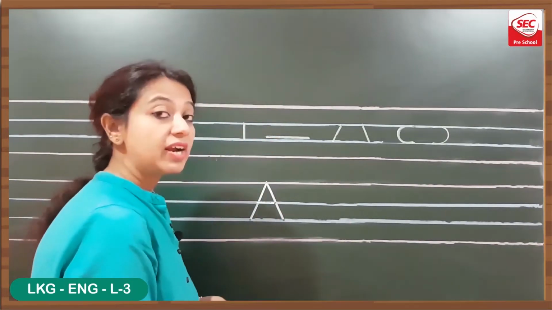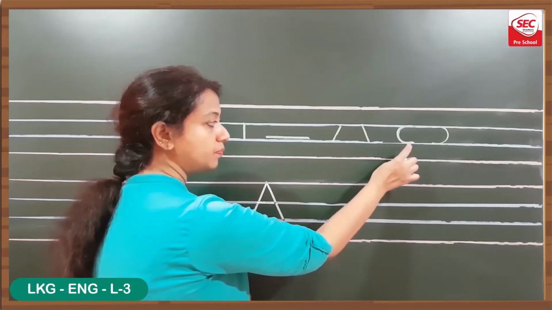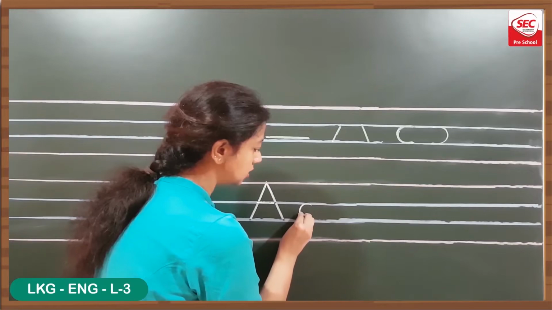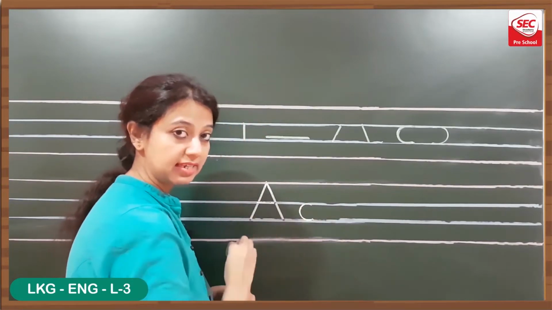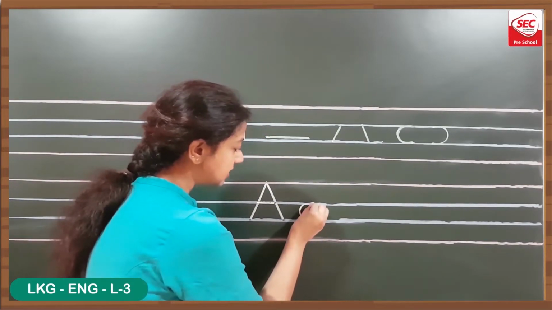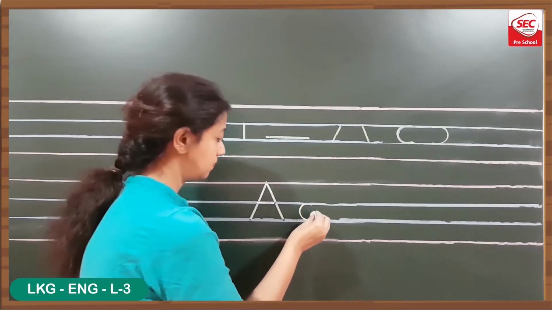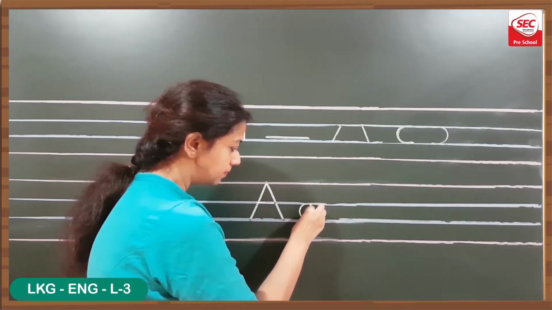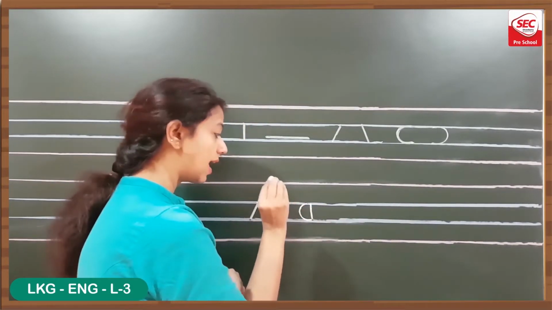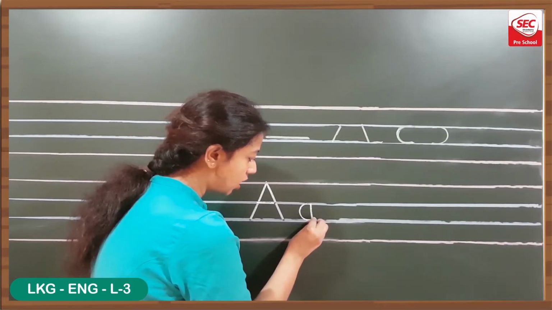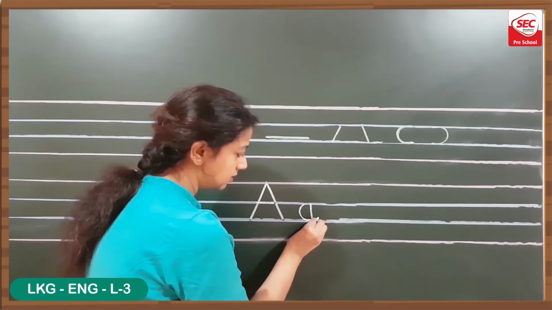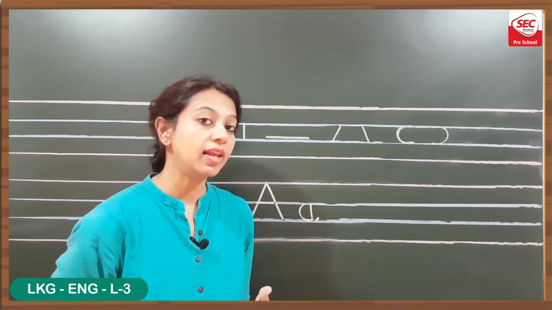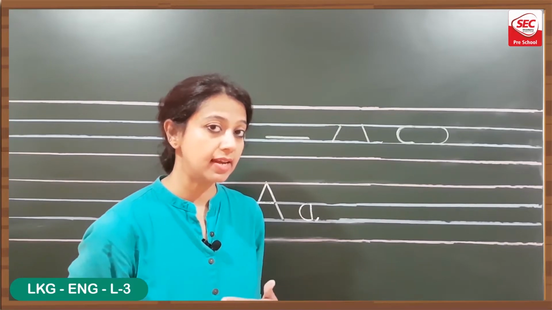Let's see. So for writing small a, we'll be using this curve. So we'll make a small curve in between these two blue lines and then a standing line starting from the first blue line to the second blue line. Done? And then just make a small curve like this. See how nicely I have written small a? Would you like to see it again?